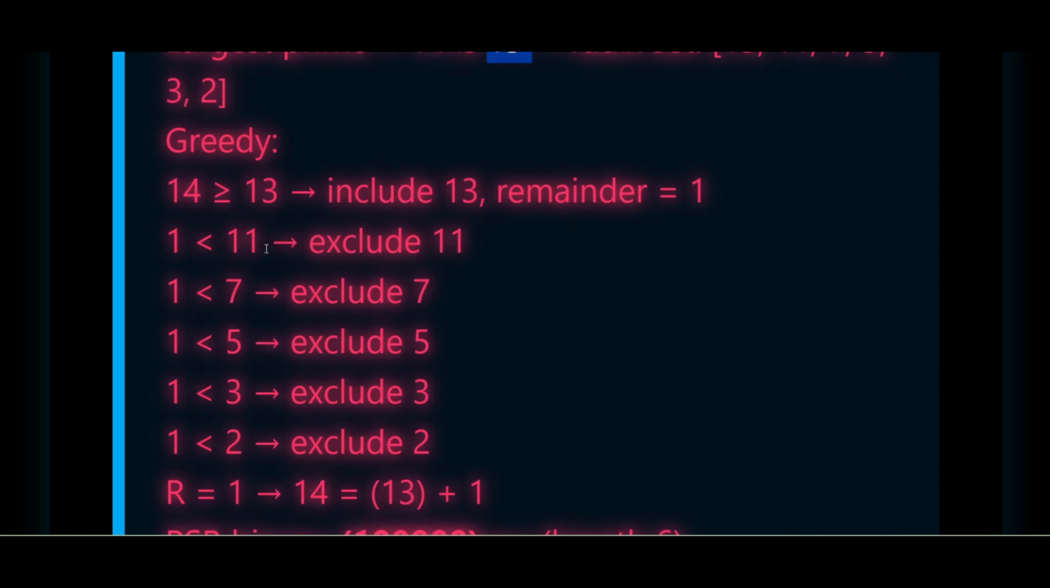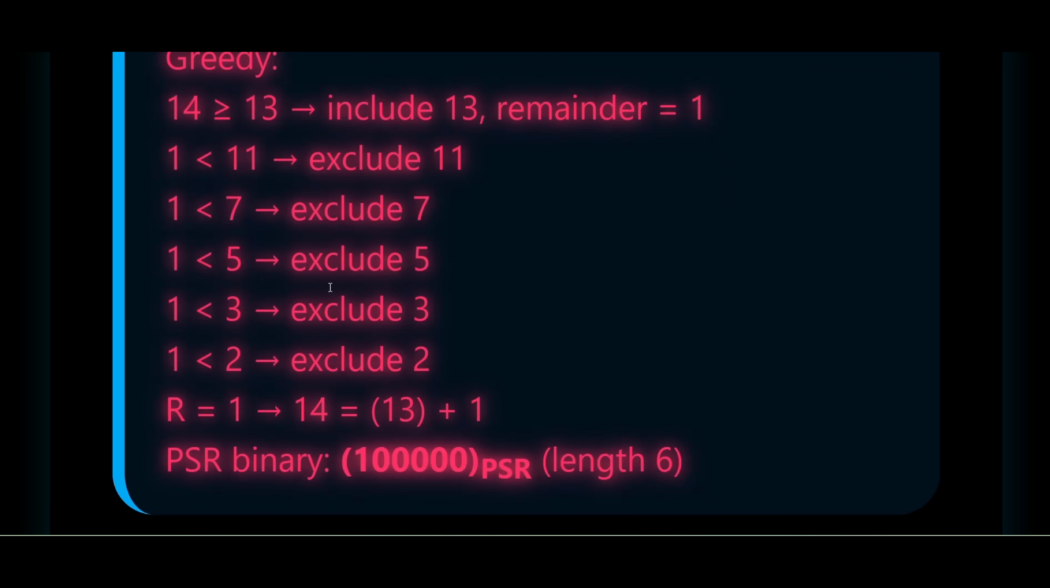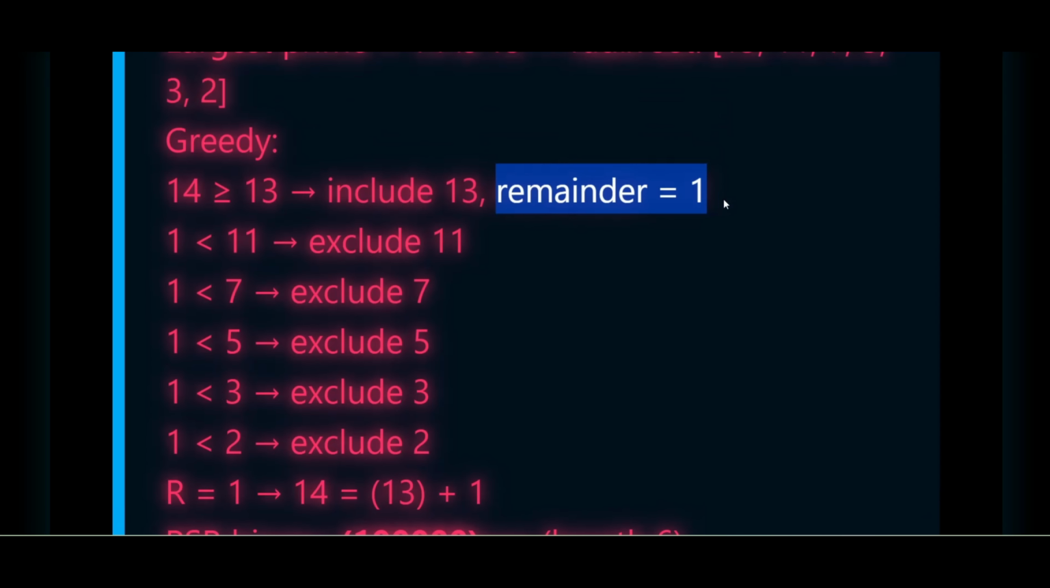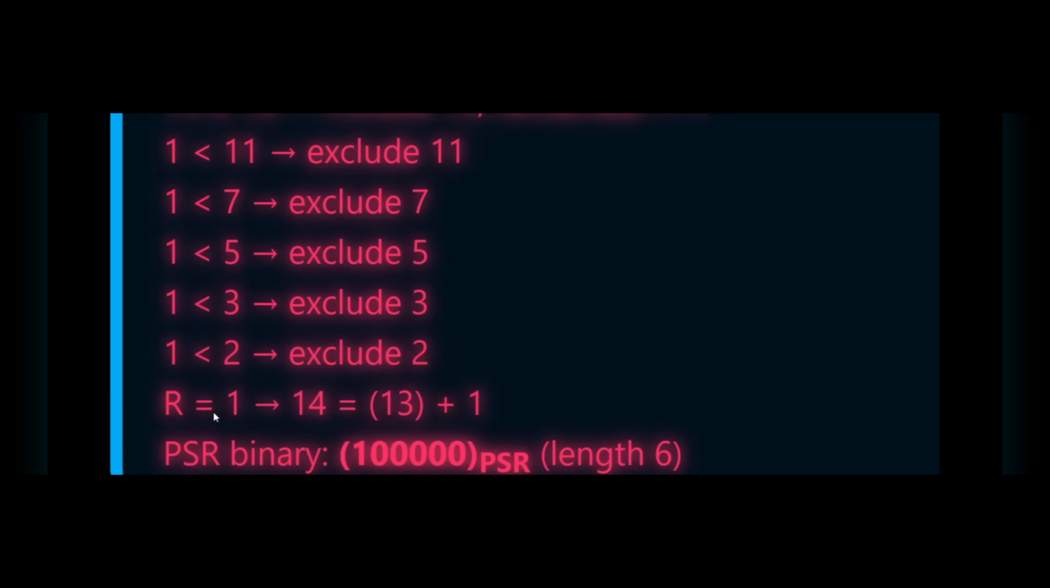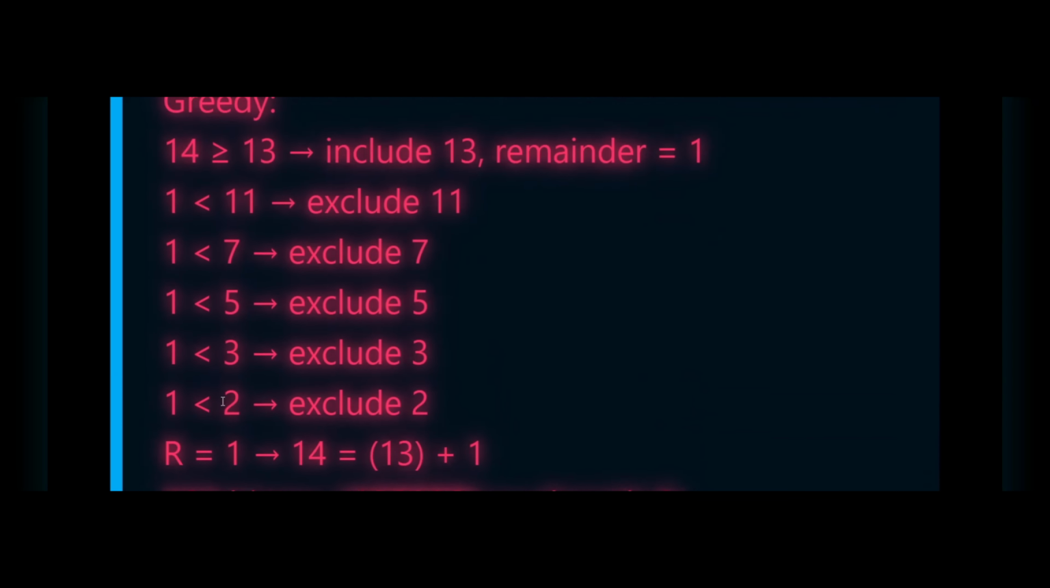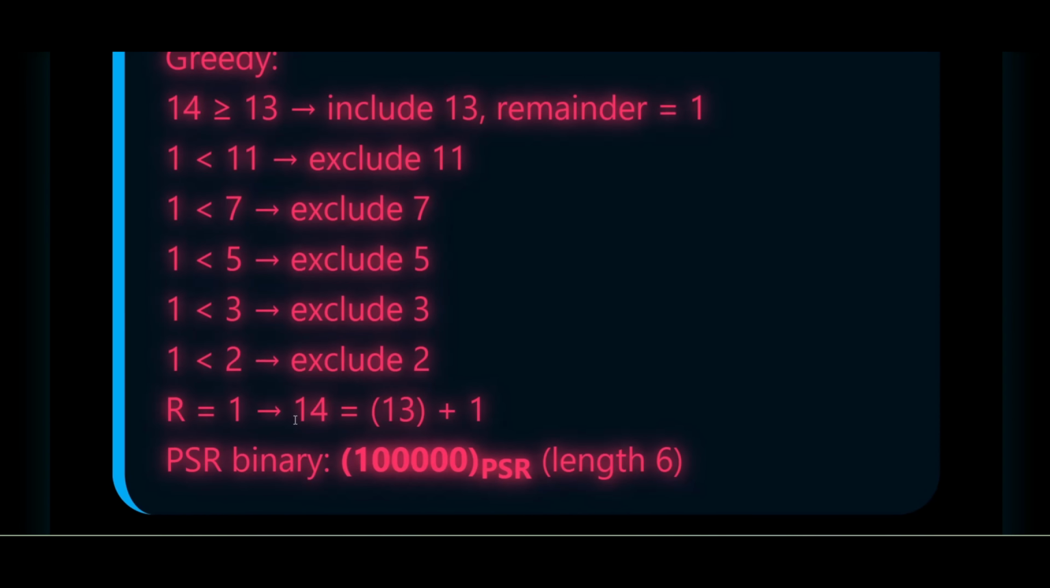1 is less than 11, exclude 11; 1 is less than 7, exclude 7; 1 is less than 5, we exclude. So the remainder we have is less than all the numbers. We cannot subtract any of the numbers. So what we have to do is keep the remainder until the end, so the largest number plus the remainder makes up the number n.